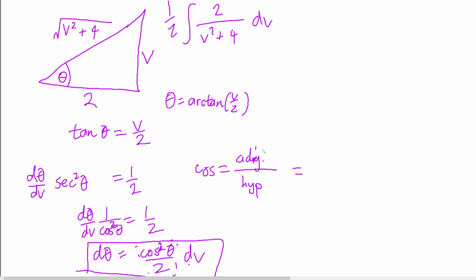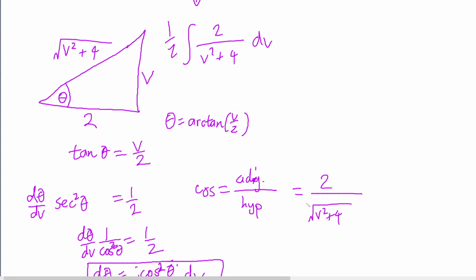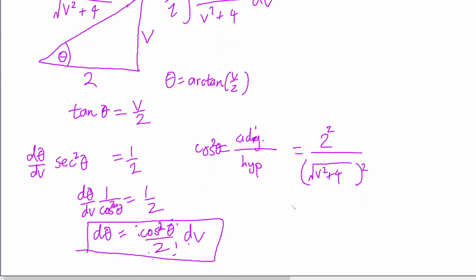And the adjacent side here, 2 theta, is 2. And the hypotenuse is the square root of v squared plus 4. You may be seeing where this is going. So if you were to square cos theta, so cos squared theta, you'd get 2 squared on the numerator and this square root squared on the denominator. You'd find 4 over v squared plus 4. And of course, that whole thing is divided by 2 next to dv.